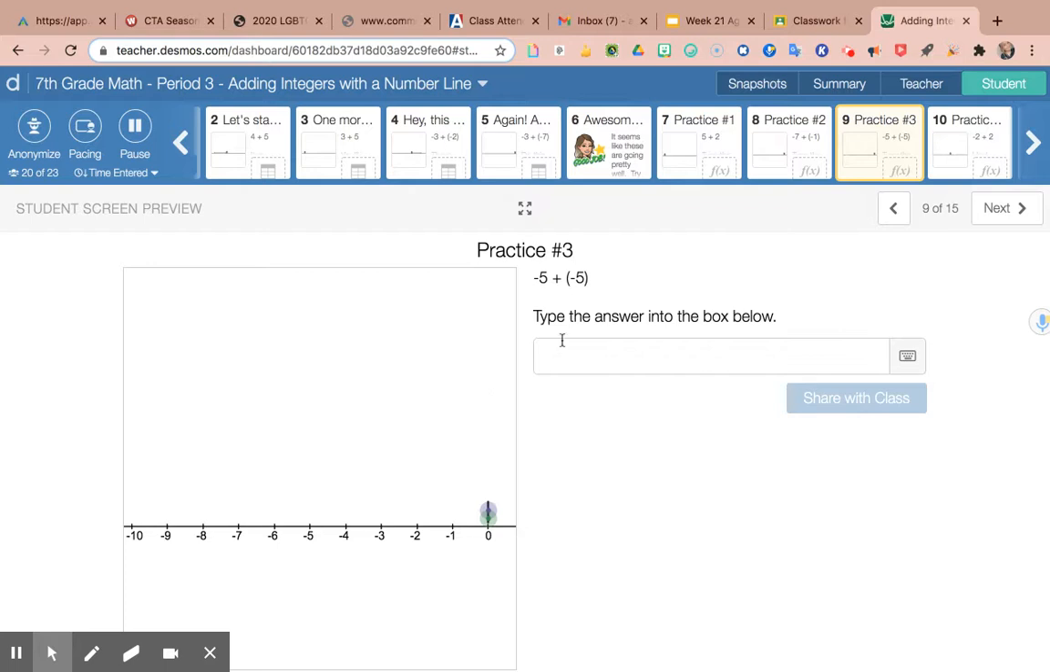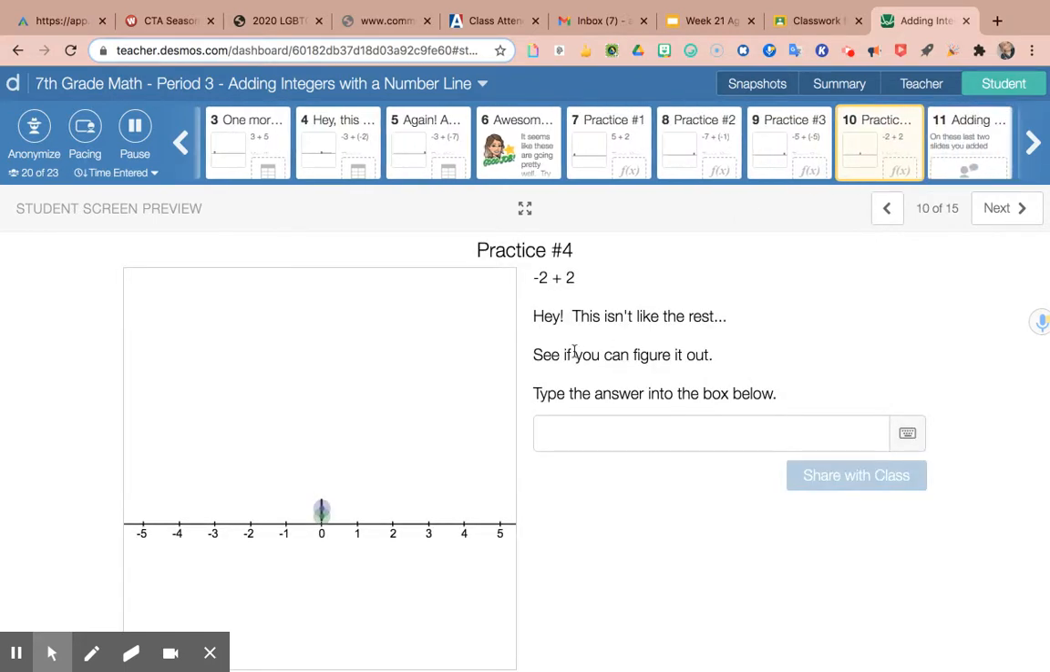Same thing for 5, you'll move 5 to the left, and then they'll start where you left off, 5 more to the left. And then number 10, this one's a little different. So you'll go 2 to the left, plus, and this is positive, so then I'll go 2 to the right. Well, 2 to the left and then 2 back to the right just puts me back at 0.